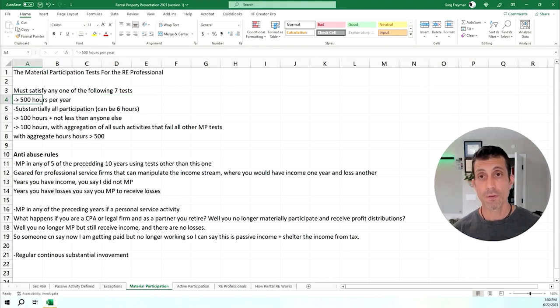If you're a real estate professional and you're putting in over 750 hours, I think by default this would qualify you. Next, substantially all participation. You're participating in substantially most of everything. It can be as little as 6 hours, but you're basically doing all of that participation.